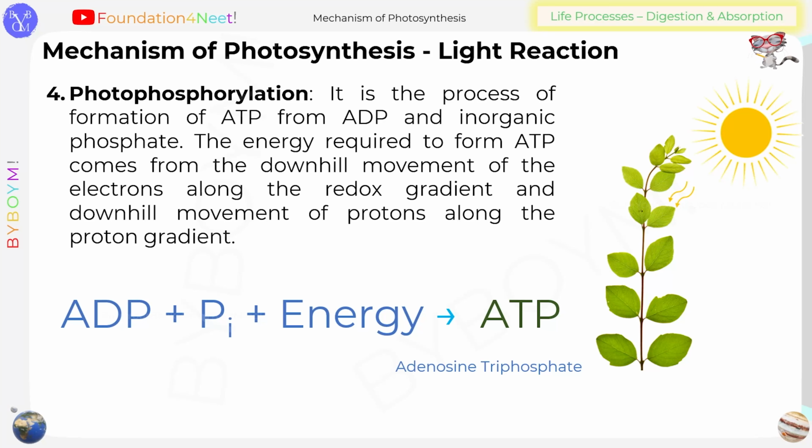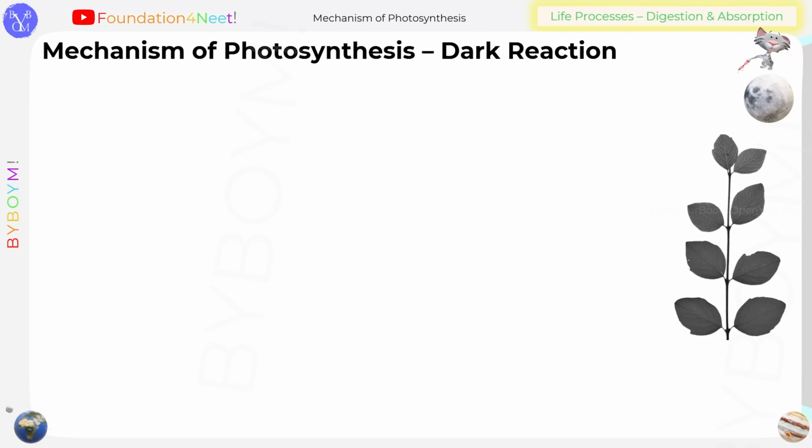The energy required to form ATP would come from two places. The first is the proton gradient that has been formed, and the second is the electrons that will move along the redox gradient, and the downhill movement of protons together would lead to the production of ATP. So now you know that the products of light reaction are ATP and NADPH. So our next phase is dark reaction.